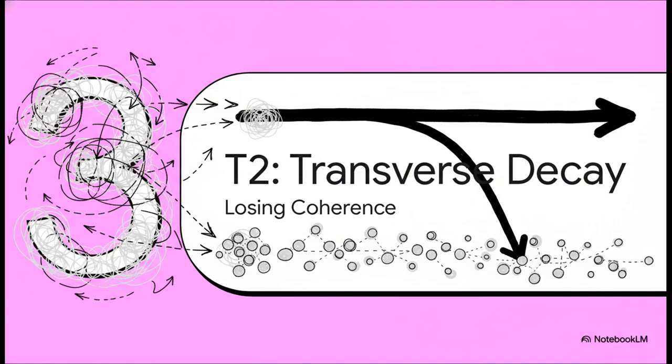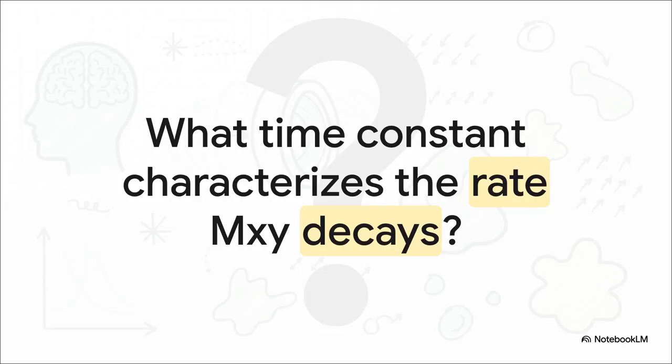All right, so while MZ is on its slow, steady climb back to the top, a completely different drama is unfolding in the transverse plane. And it's a much faster, much more chaotic story. We're about to see the rapid and pretty spectacular collapse of that transverse signal. So buckle up.